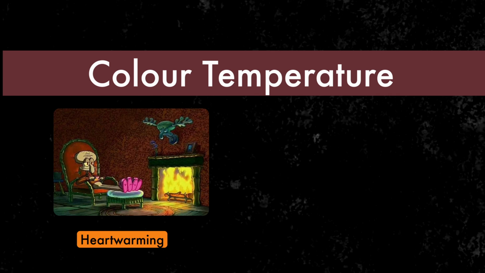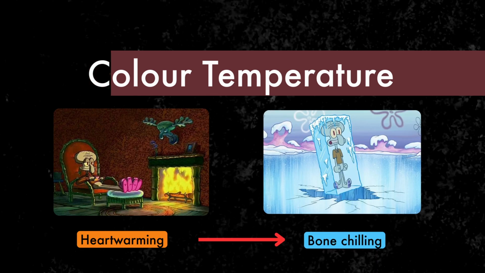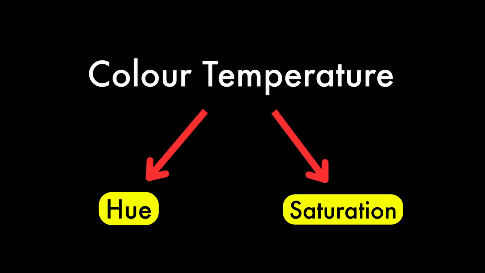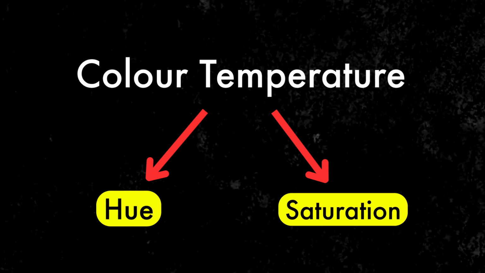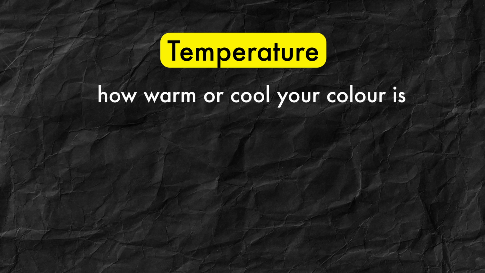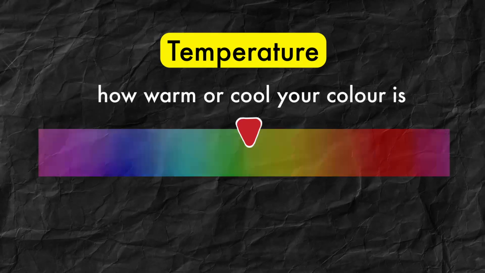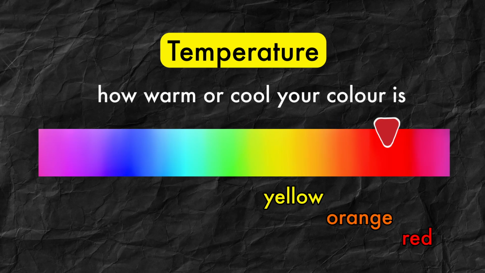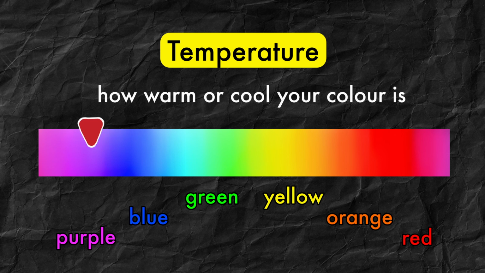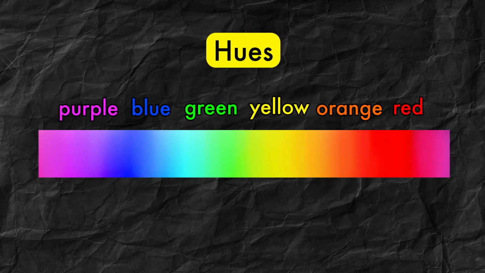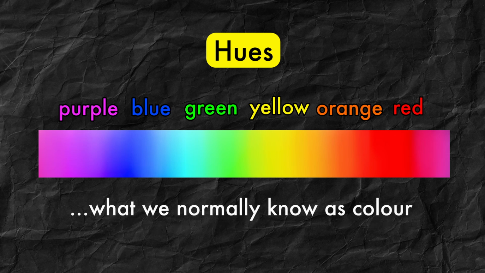Color temperature can make your art heartwarming or bone chilling, and the temperature is determined by the hue and saturation. I said three new concepts in that sentence. Let's break them down. Temperature is how warm or cool your color is. This can mean towards the yellows, oranges, and reds, which is the warm end of the color strip. Or it can be more of the greens and blues and purples, which is the cool end. These are the hues. This is what we normally know as color.